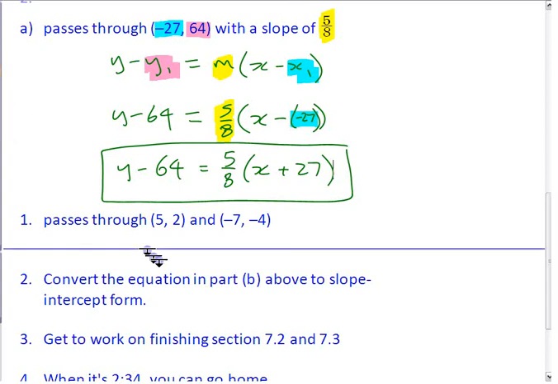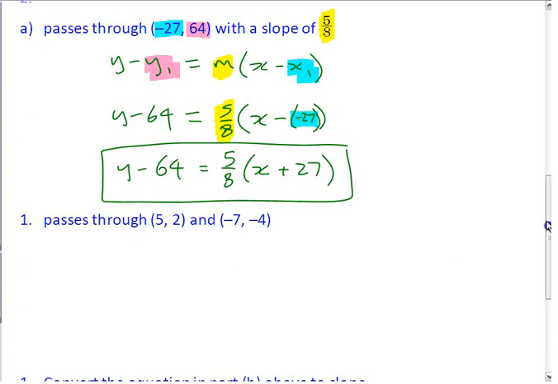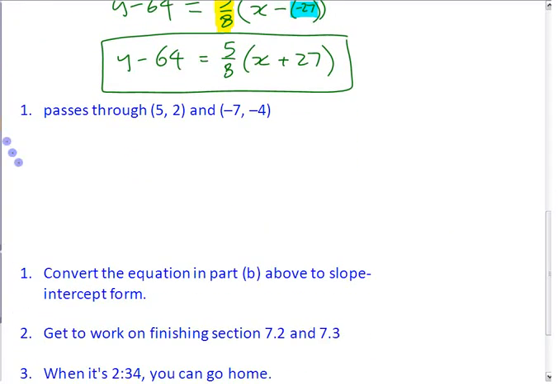Second one here passes through 5, 2, and negative 7, negative 4. Start again with that point-slope form. You need the slope, though. You don't have the slope here. x minus x1. You need the slope. So I'm going to figure out the slope over here, what m is.